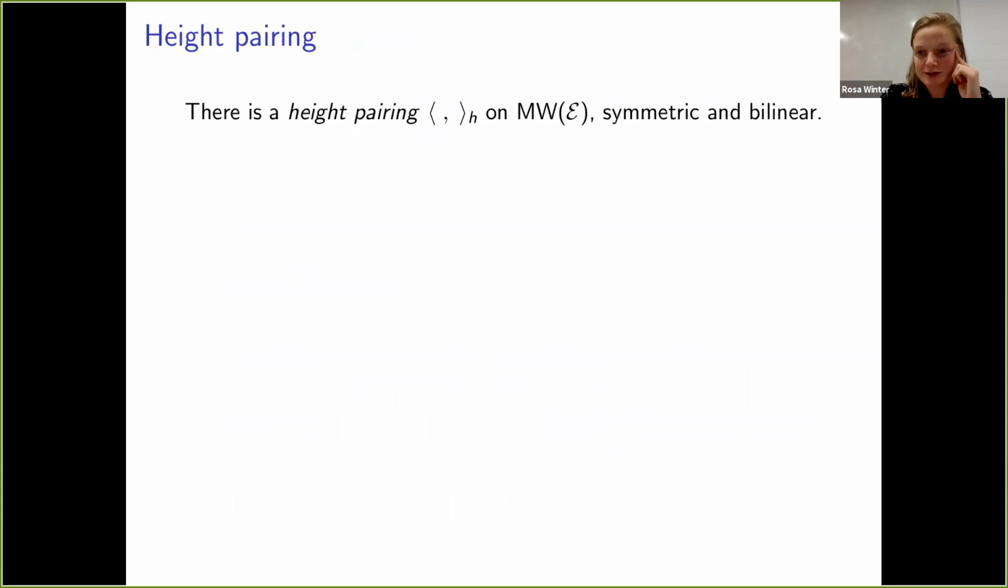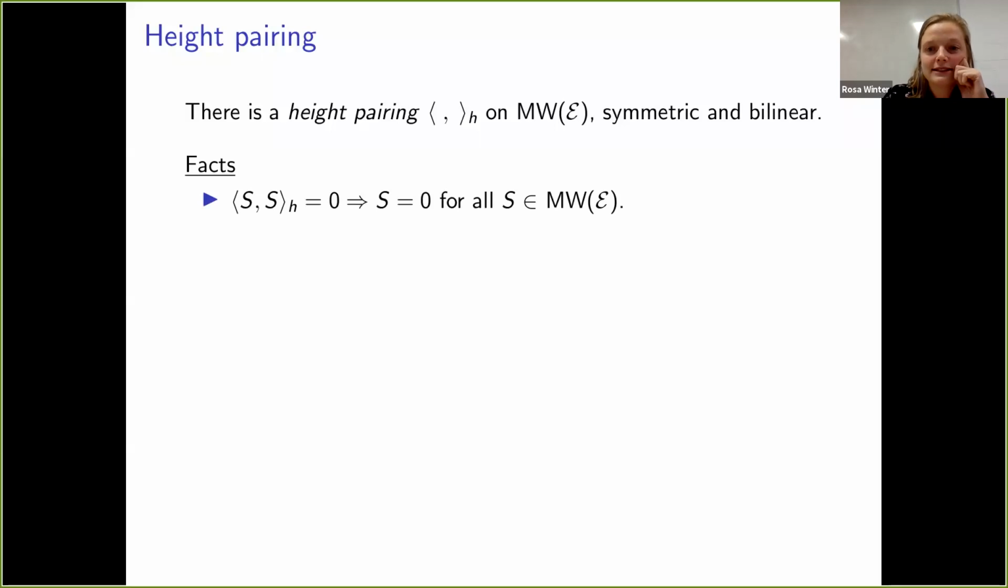Okay, and the next ingredient we need is the height pairing on the Mordell-Weil group. So I said before that the sections of the elliptic surface form a group, the Mordell-Weil group, and this comes with the height pairing, which is symmetric and bilinear. And here are some facts. In the case that this elliptic surface comes from a Halphen surface of degree 1, then if something pairs to 0 with itself, then it is 0. So these are sections in your Mordell-Weil group. If they pair to 0 with themselves, it's the zero section.